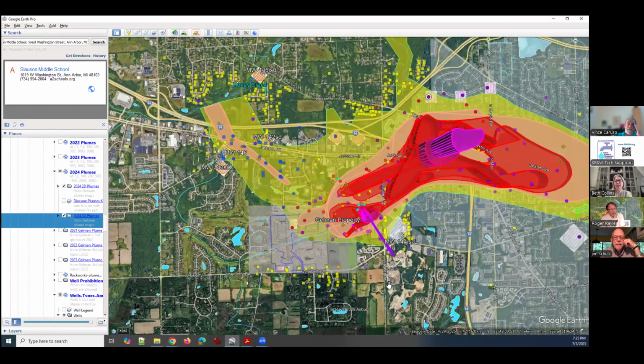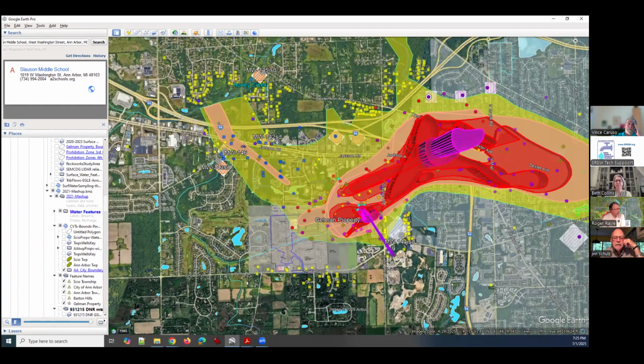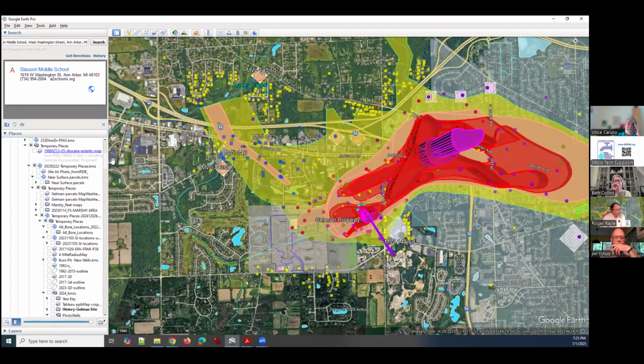But nobody on the south side of Liberty has city water, correct? I don't think so. I think these are all wells. In fact, that's a good point. Let's see if I bring up the township wells.